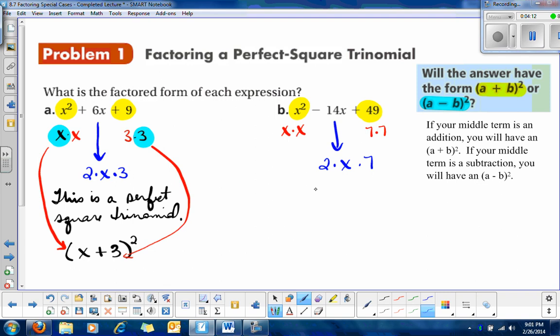So this is a perfect square trinomial, so we can write it using one of the factors of the a term, and one of the factors of the c term. So our binomial then will be x minus 7 quantity squared. And of course, you can always check using FOIL. All right, that's problem 1.